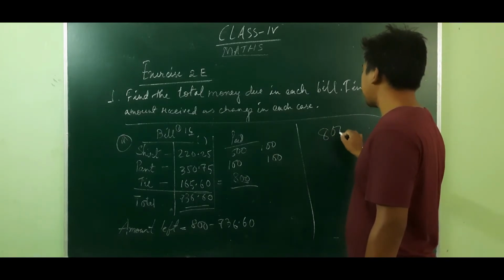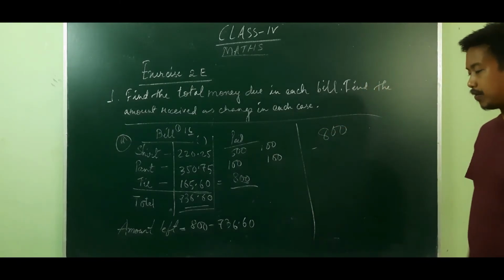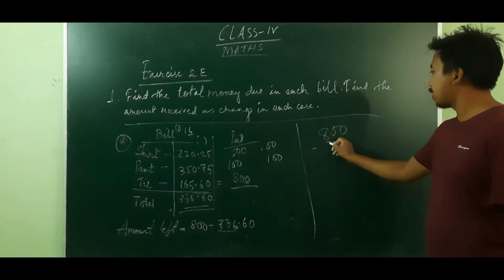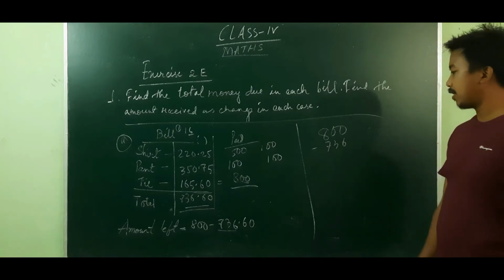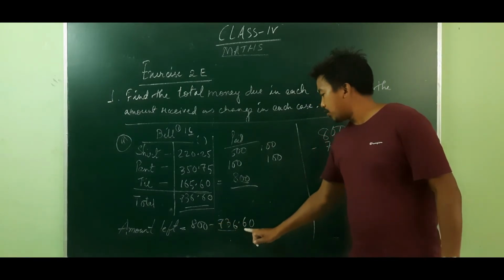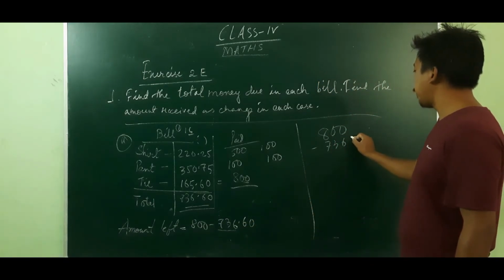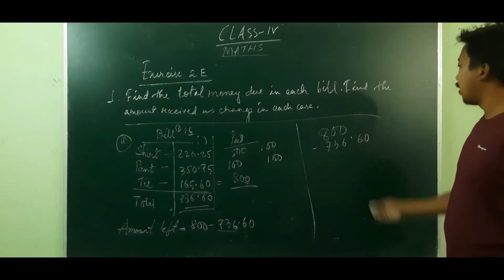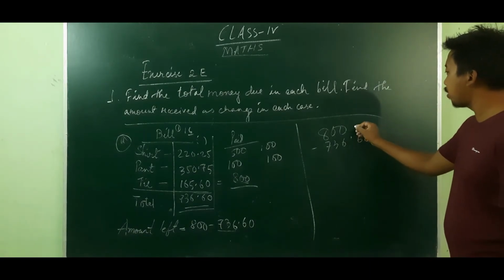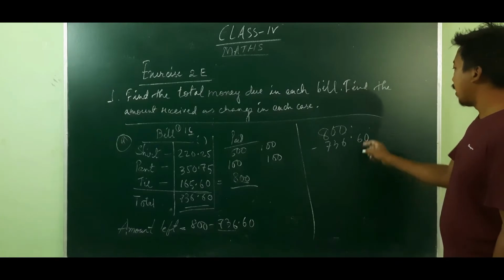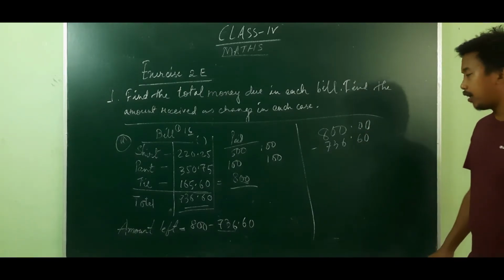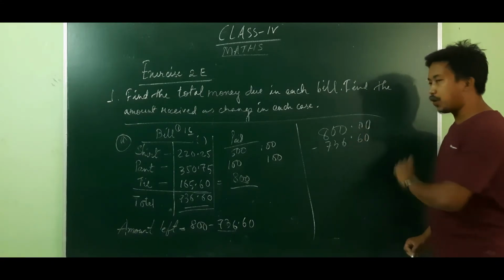It is 800 minus 736.60. Now you see here, here we have a decimal. Here we don't have any decimal. So just write it down this one first, 0.60. Here we don't have any kind of decimal, but here we just put a decimal, and instead of these two numbers, you write 00. In order to fill the gap, you put 00 here.